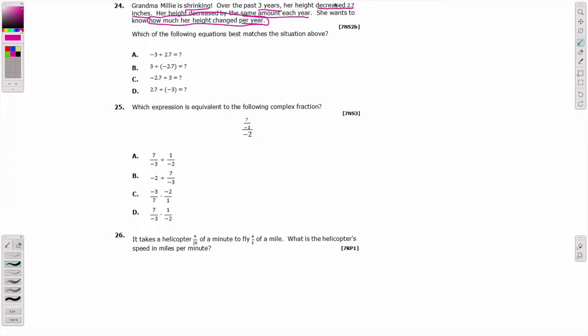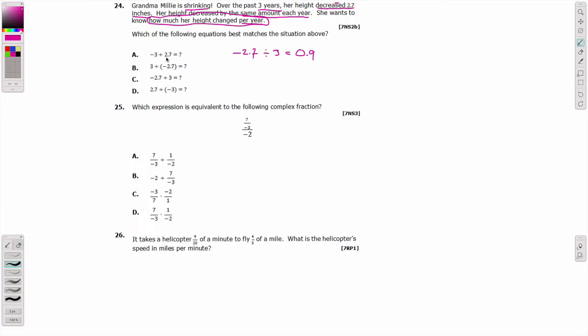So decreased means it's negative 2.7 inches divided by 3 equals 0.9. 0.9, so almost a whole inch per year. Interesting. Now, which of the following equations best matches the situation above?